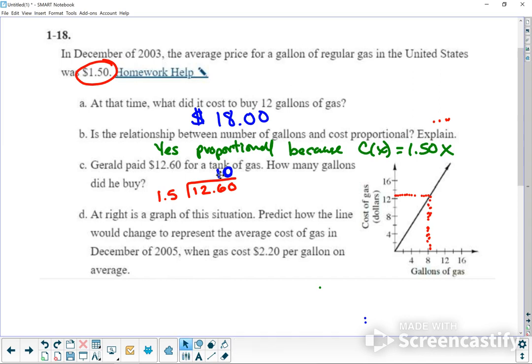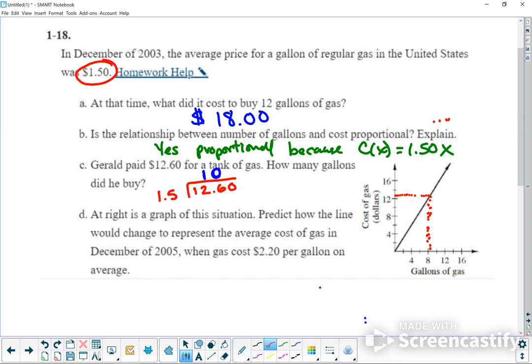Actually, wrong spot. Right there. Because we're not counting the zero yet. So how many 1.5s are in 12.6? I'd say roughly 10.